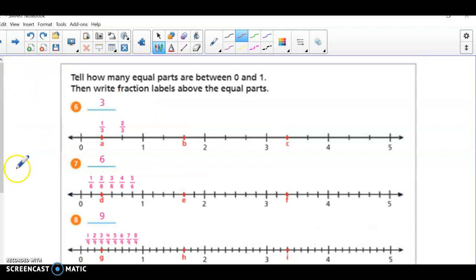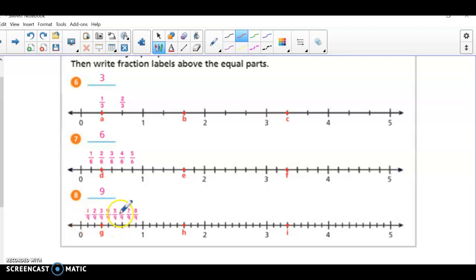Let's see how you did. Look how neat my writing got all of a sudden. Now, we have 6 equal parts for 7, and so your fraction should be labeled like this, and you probably called this 6/6 as one whole, and 9 equal parts for number 8, so you could have also written this as 9/9. Okay? So it should look something like this.